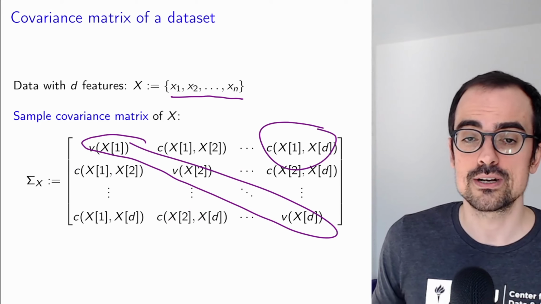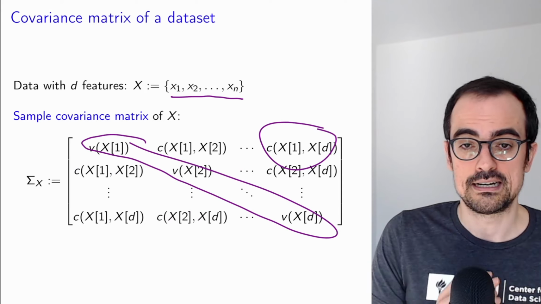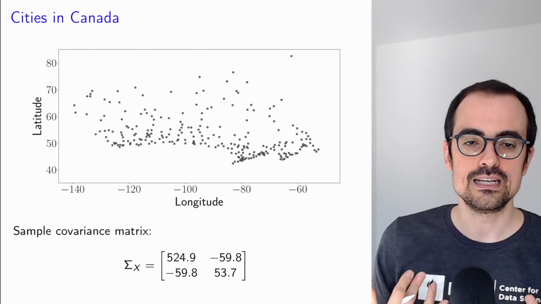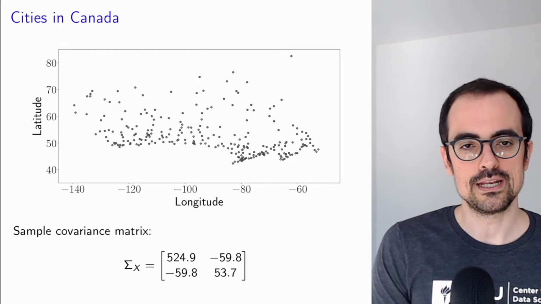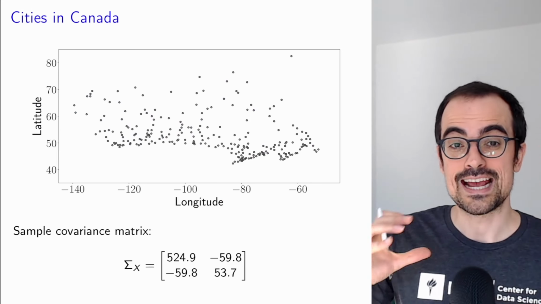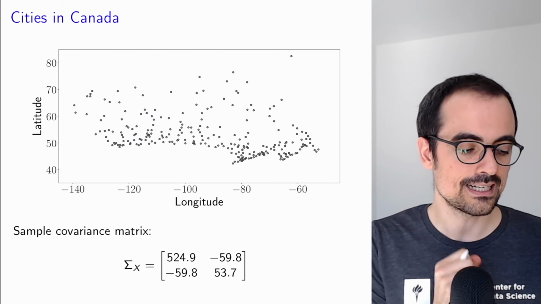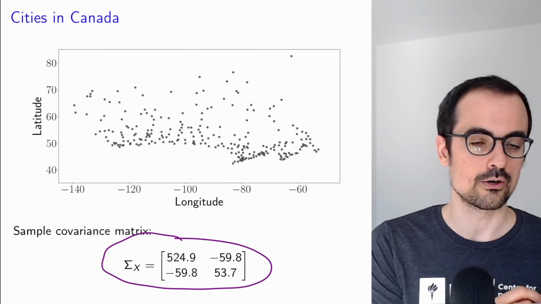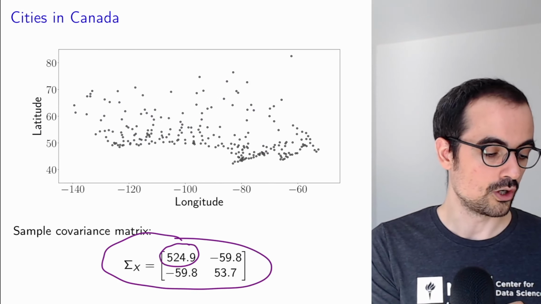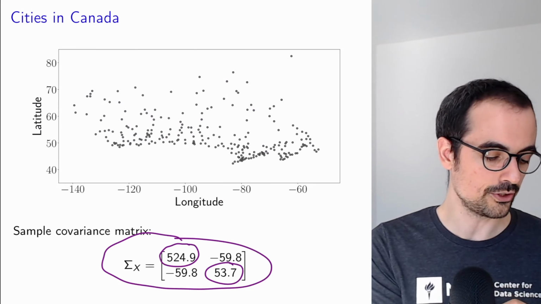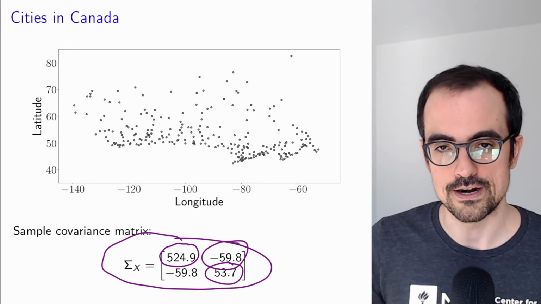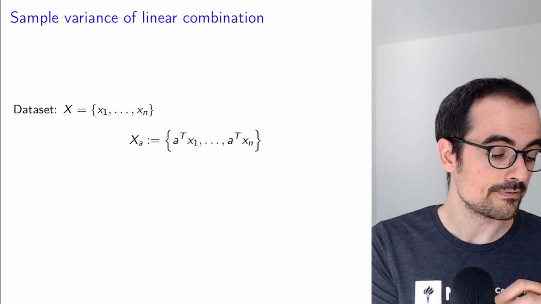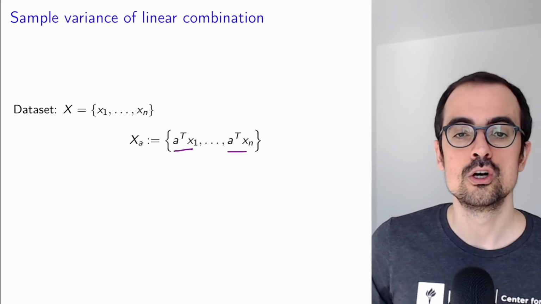Exactly like in the case of the covariance matrix, the first time you see this, you're like, oh, here we're just kind of keeping track of all the variances and the covariances. But the sample covariance matrix is actually much more powerful. It actually gives you the sample variance of any linear combination of the entries of the data. Let me illustrate this with the cities in Canada. These cities in Canada have this sample covariance matrix. How do we compute it? By computing the sample variance of the longitude, the sample variance of the latitude, and the sample covariance between them. And actually, that sample covariance matrix is going to give us the sample variance of any linear combination of the data points.